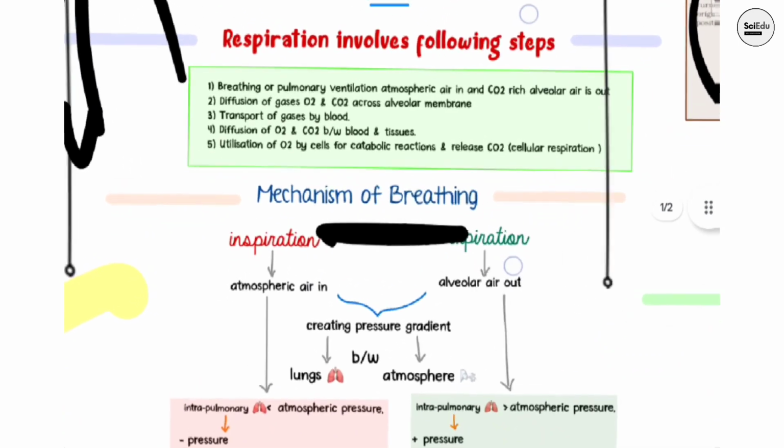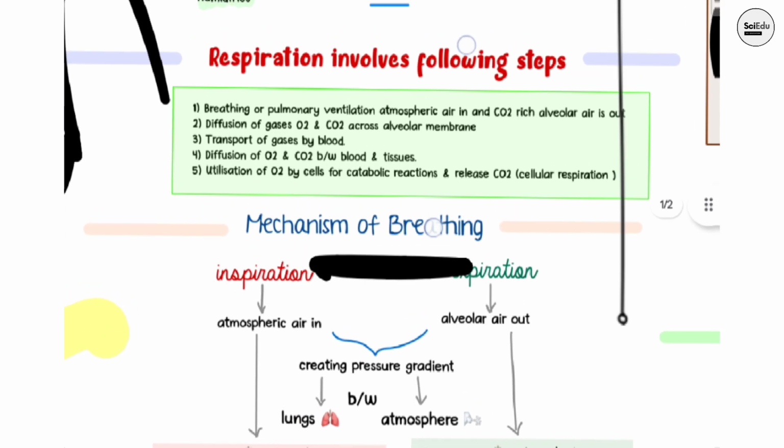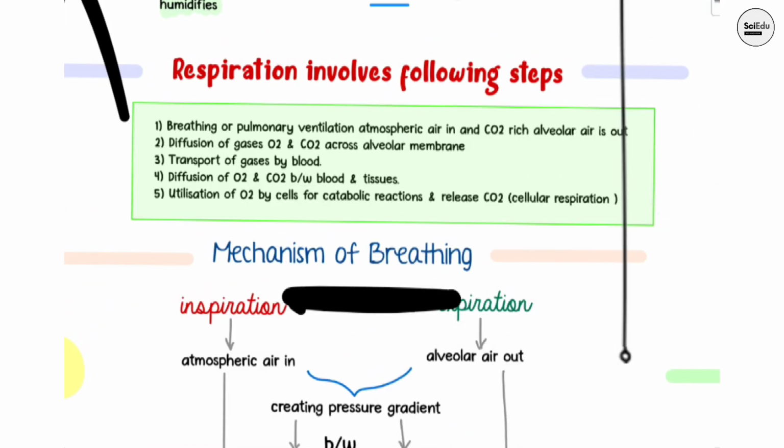Respiration involves the following steps. I. Breathing or pulmonary ventilation, by which atmospheric air is drawn in and CO2-rich alveolar air is released out. II. Diffusion of gases, O2 and CO2, across alveolar membrane. III. Transport of gases by the blood. IV. Diffusion of O2 and CO2 between blood and tissues. V. Utilization of O2 by the cells for catabolic reactions and resultant release of CO2.